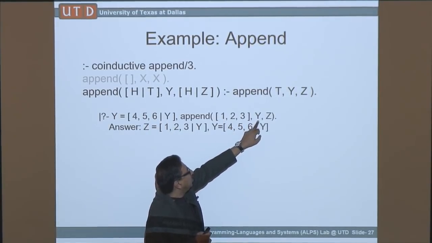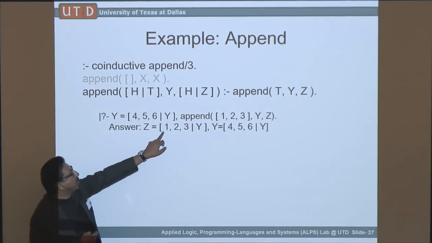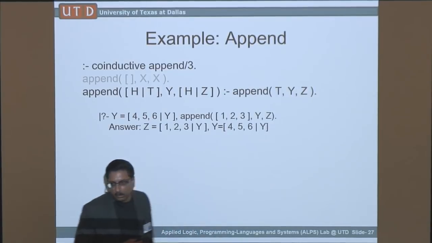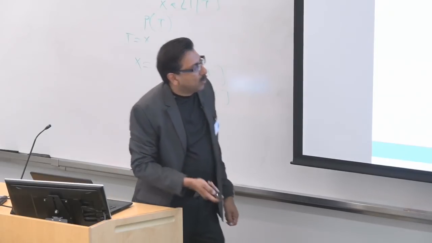So now if I say Y is a circular list and append this circular list to the finite list 1, 2, 3 and get the answer in Z, this is what I'll get. I'll get Z is a finite prefix 1, 2, 3 cons Y, where Y is a circular list. So it's really 1, 2, 3, 4, 5, 6, 4, 5, 6, 4, 5, 6 forever. And it actually works, no problem. Okay, what about more interesting cases?